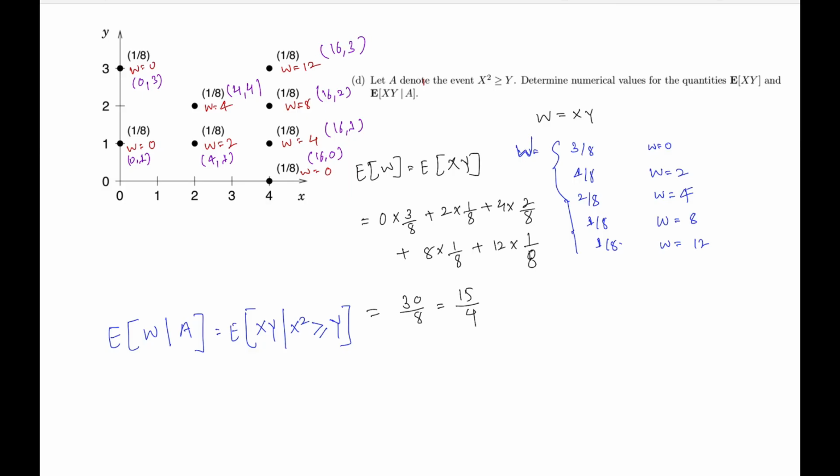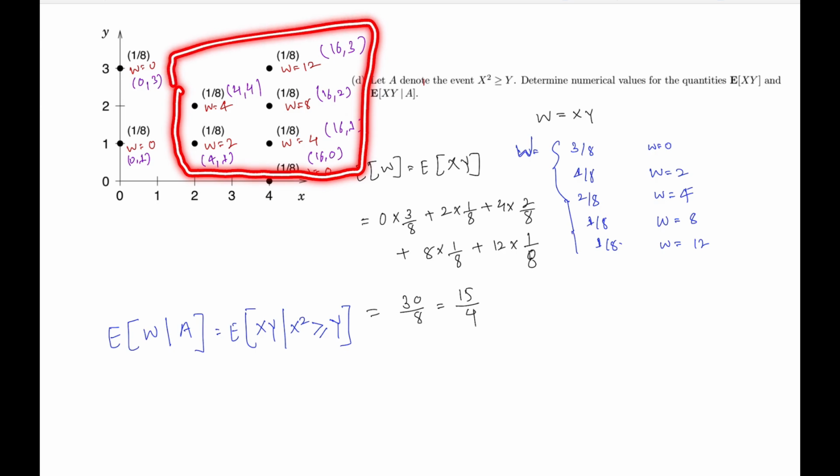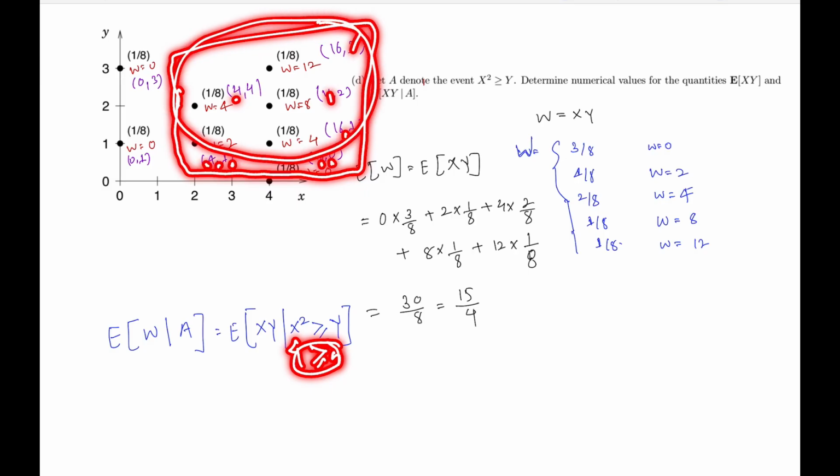What's our conditional universe? The conditional universe is where this condition is getting satisfied. Definitely these are not getting satisfied because 0 is not greater than or equal to 1 or 3. So this is our conditional universe. If you look at this, 4 is greater than or equal to 4. Yes, 4 is greater than 1. 16 is greater than 0. So this is our conditional universe.